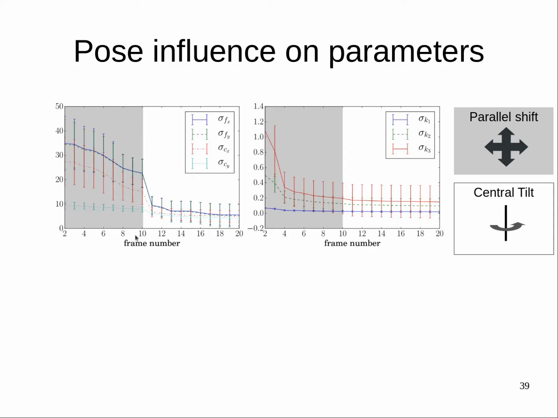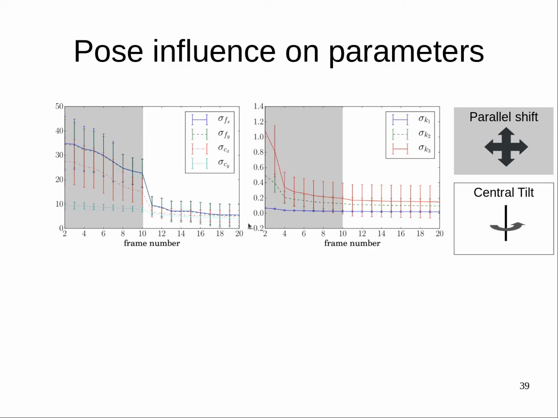At frame 11, we started tilting the board around its central axis, and also as discussed before, for the focal length, this is what we need to do, and we also can observe this in the covariance, which drops significantly. However, on the right side, as discussed previously, there's no such jump. So it seems like the radial coefficients are not at all sensitive to the shift and tilt.